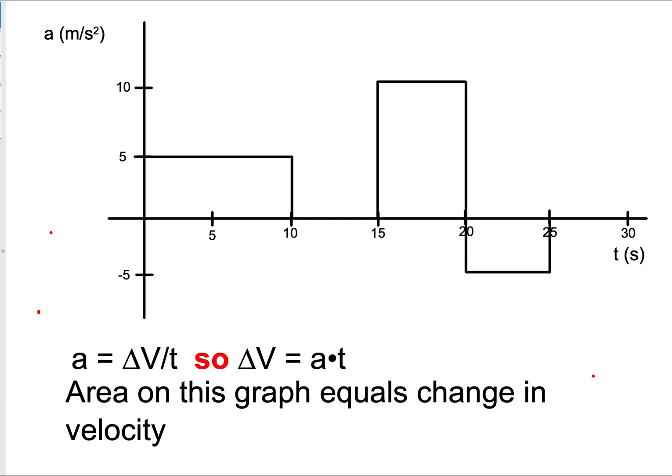So this is kind of a trick question that I'm going to ask. But where on this graph is the object not moving?